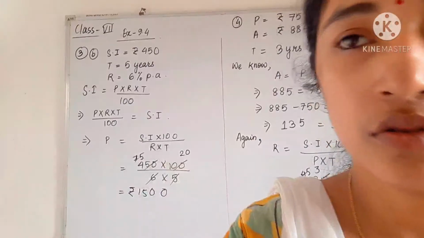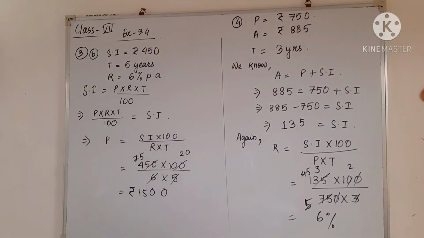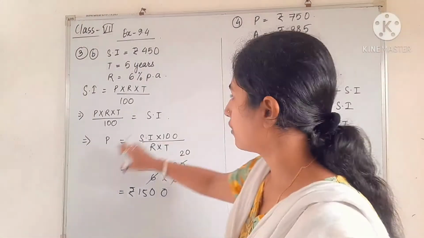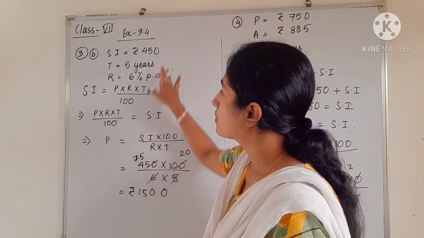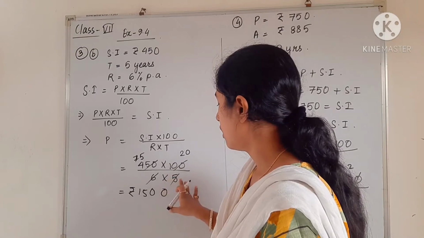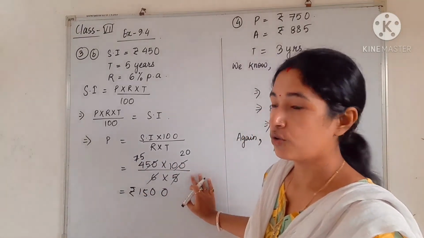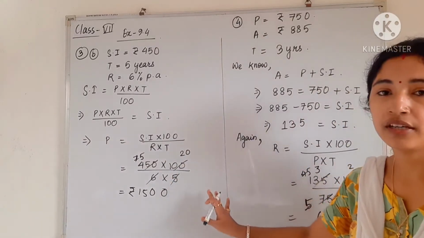Students, the next question is number 3. Here we have to find the principal. Using the same formula we can easily find the principal. Simple interest, time and rate are all given. So we will put those values in, and after putting them in we have to simplify. You know these things, so I am not repeating it again.